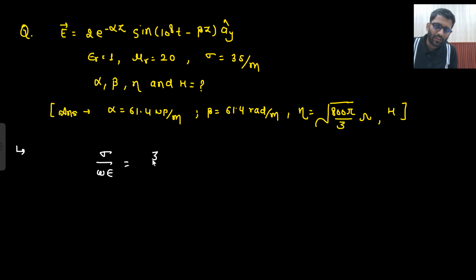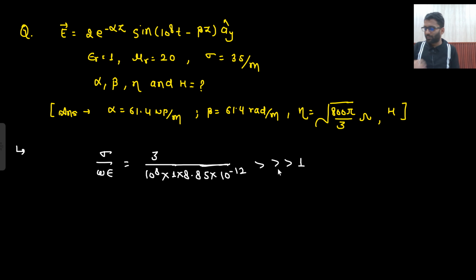So the sigma value is 3, omega value is 10 to the power 8, epsilon r is 1 only, and epsilon naught is 8.85 into 10 to the power minus 12. So this value I don't need to calculate. Just by looking at the expression, I can tell that it is much greater than 1. Since this question is from Sadiku only, as far as I remember, I can write down the value as well.